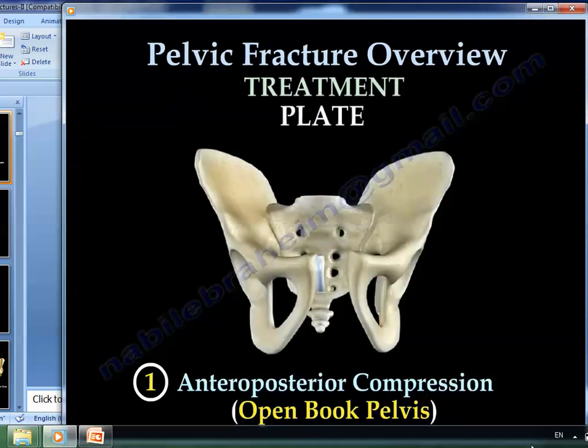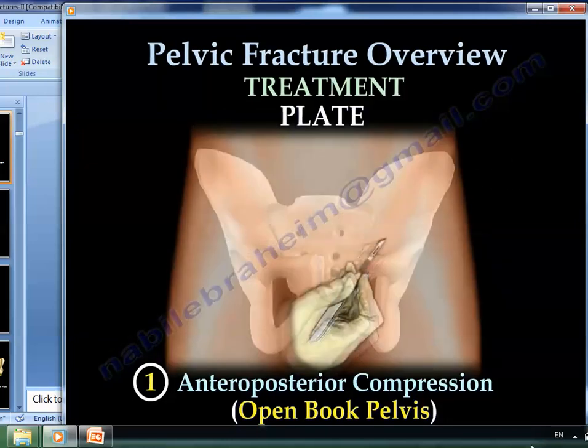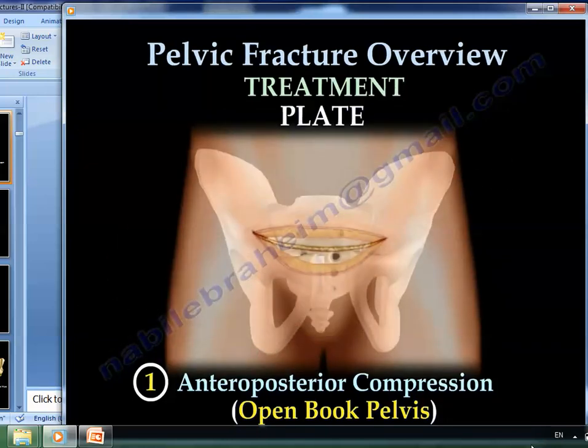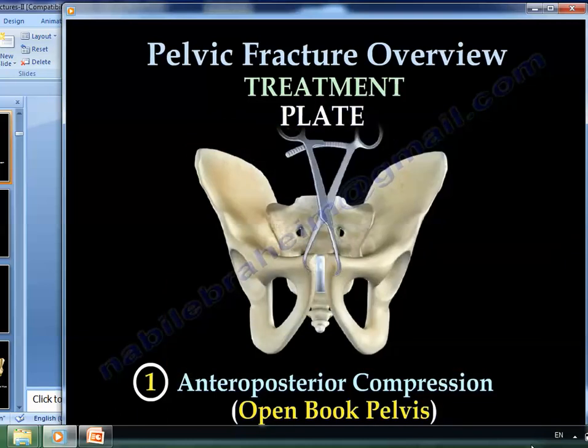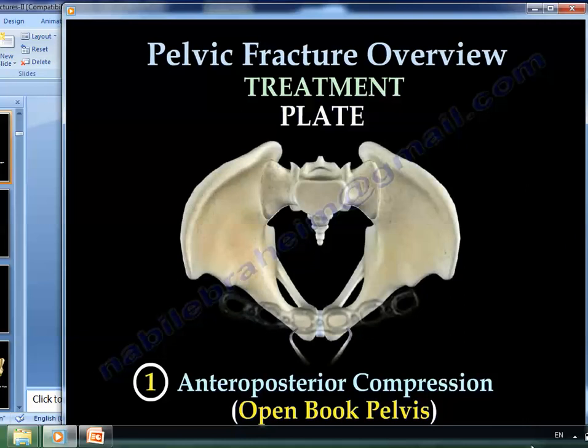This is an example of an anterior plate. You can see here is the incision. After you reach the bone, you will try to reduce the disruption of the symphysis pubis. Then you fix the symphysis pubis with the plate.